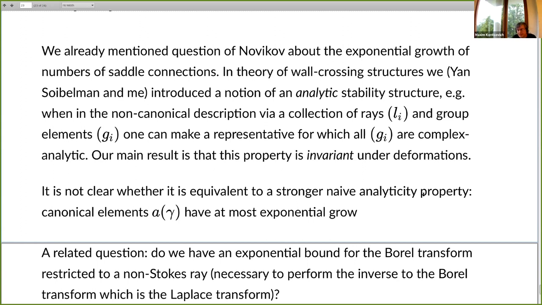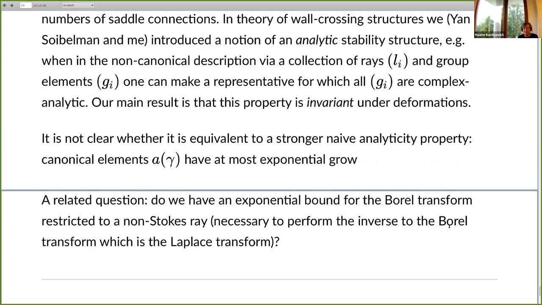And it's not clear that these more naive analyticity properties, that the elements gamma have exponential growth, follow. Sorry, it's a misprint. It implies this property, but you don't know how to prove it. For maybe five or six years I have tried to prove it. It seems to be very, very hard, a very fine question in analysis. And a related question: do we have an exponential bound for the Borel transform restricted to non-Stokes rays? Is it necessary to produce an inverse Borel transform, a Laplace transform? That's how people usually want to reconstruct an actual analytic function from a divergent series. And for this, you need some kind of convergence of the integral at infinity, which is sometimes for free, but in this situation, we don't know what is going on. So there are very murky analytic questions around, but this notion of analytic stability structure seems to save the situation. Okay, thank you.